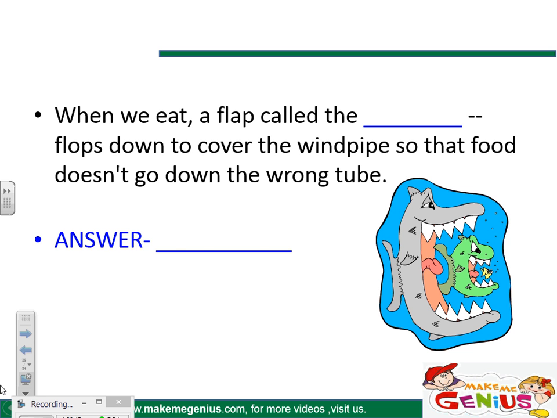This is called the epiglottis. That is the thing that goes over your windpipe to stop the food from going down that system there.